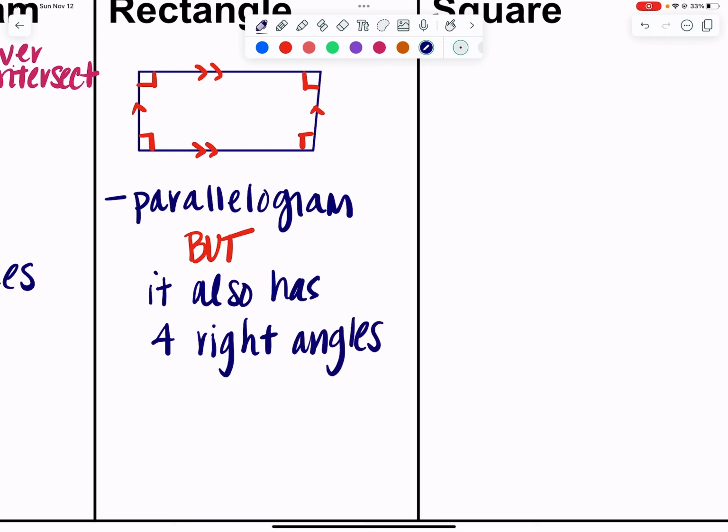So we're getting a little more specific in what you need to join the club. So we have our parallel line indicators on there, and we have our right angle indicators in there. Next, we're going to take a look at a square.